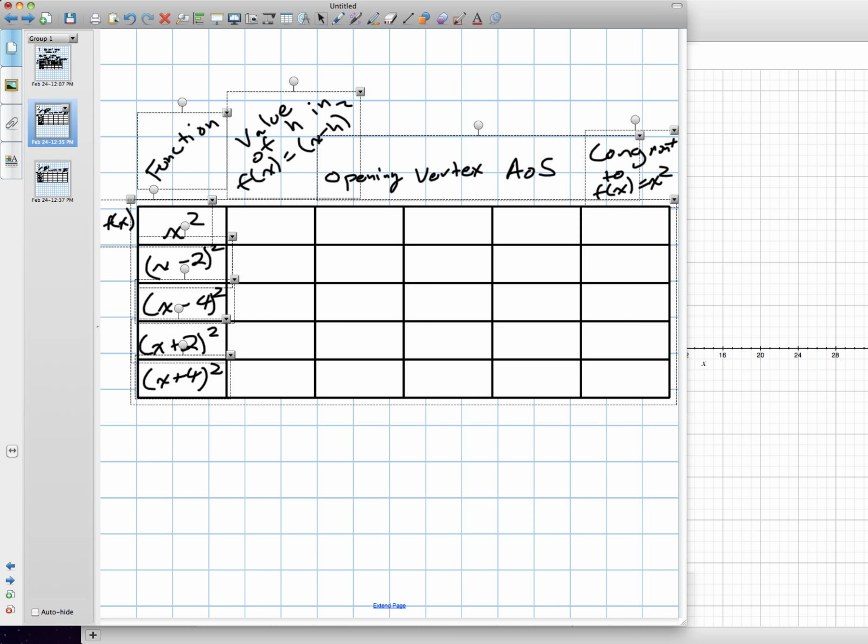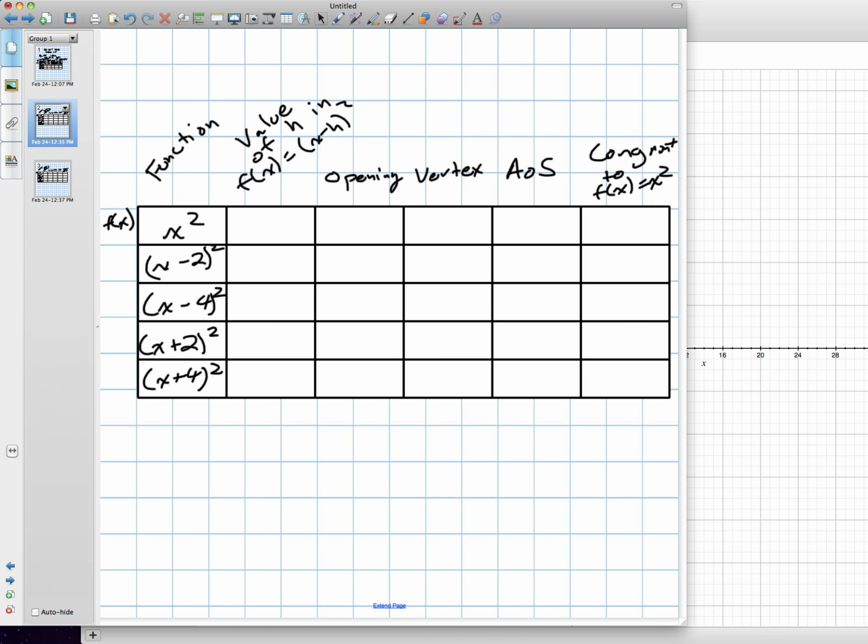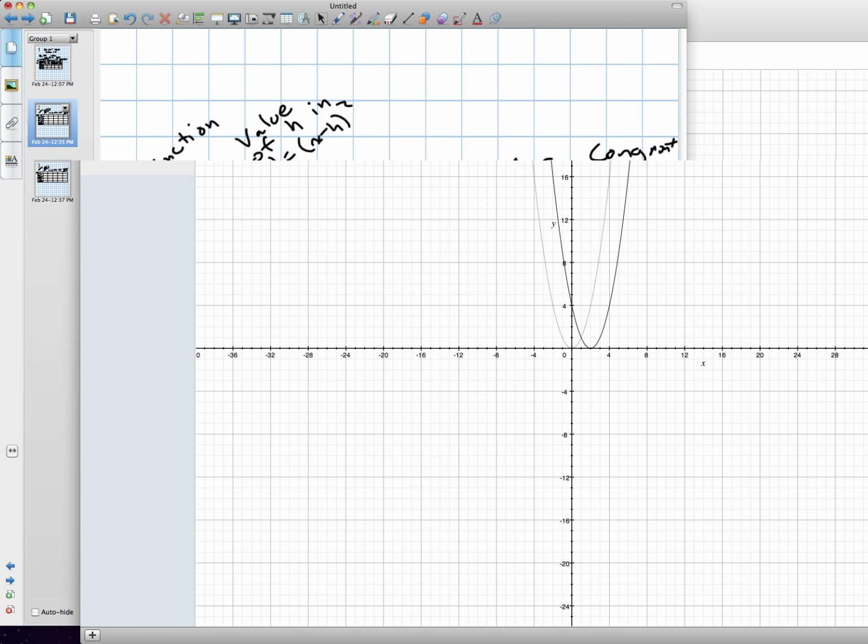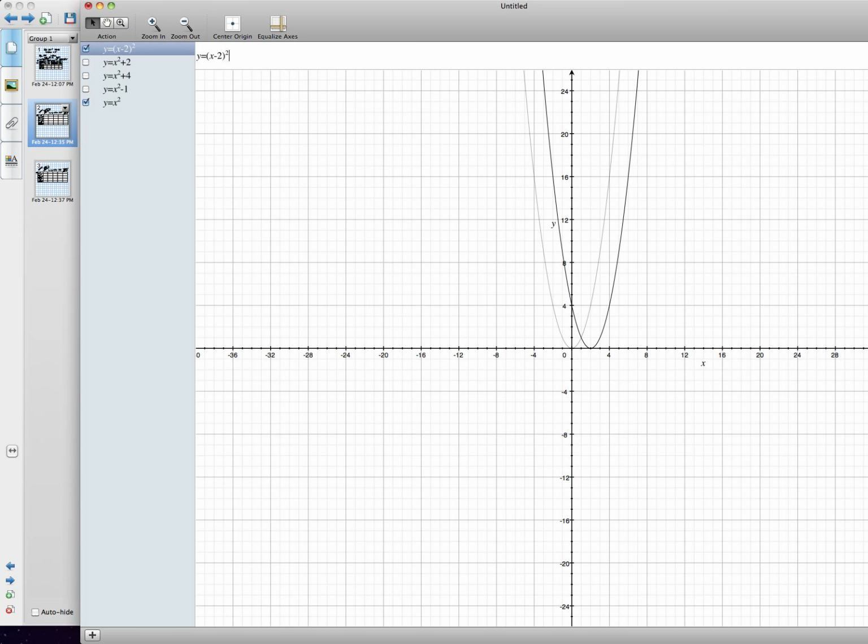The next chart that you guys are to fill in has to deal with h, so the variable is a little different in this parabola. What I've done here is I've kept the original one. You can see it's faded. And I've put in y equals x minus 2 squared, and you can see that it shifted 2 units to the right. So what I'm going to do next, I'm going to pause it, put the rest of them up and show it to you, and you guys are going to fill out that chart.